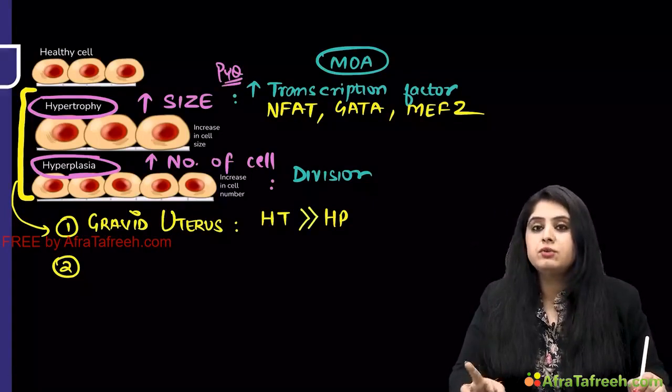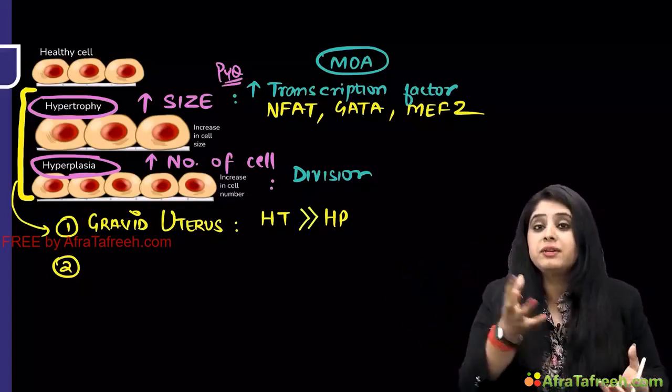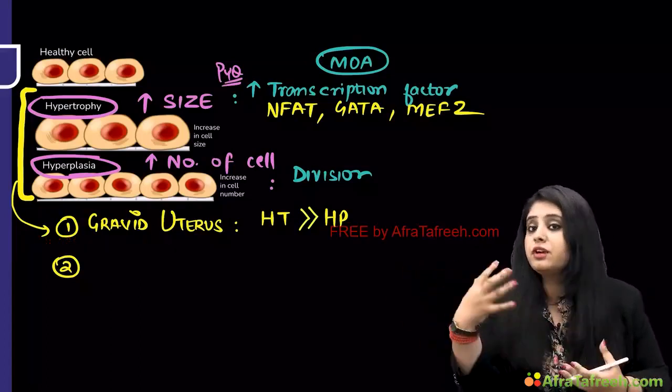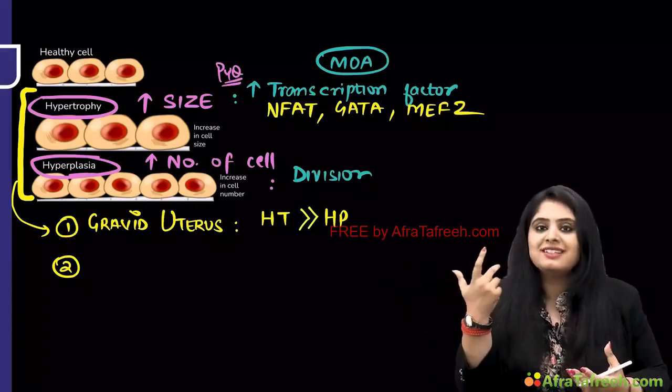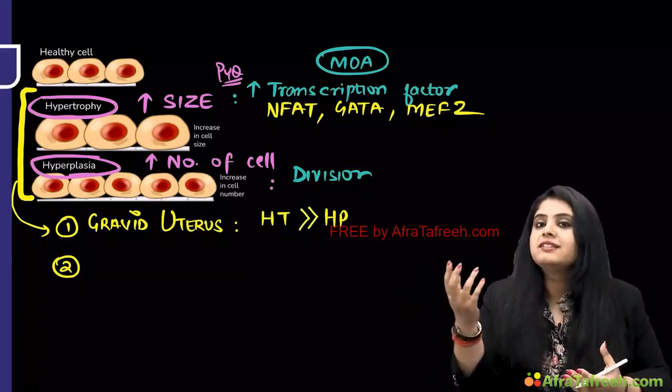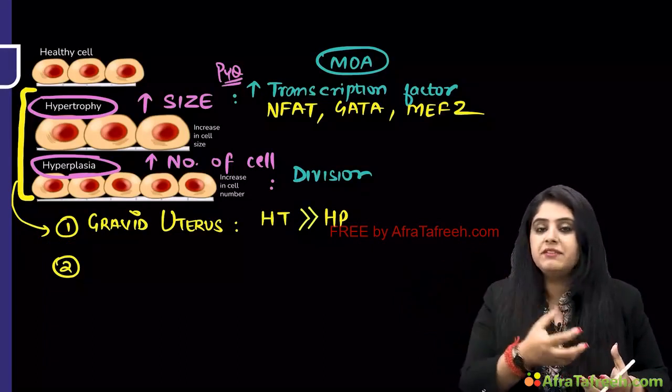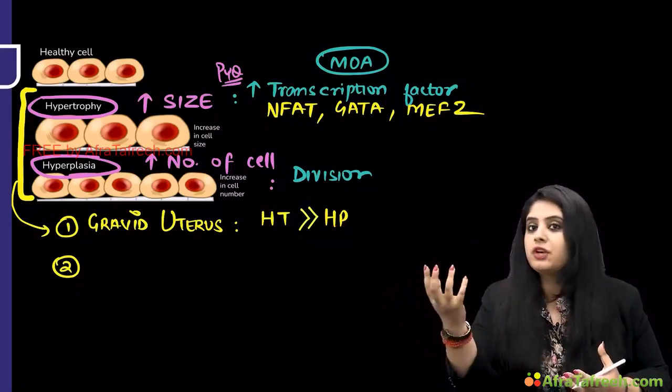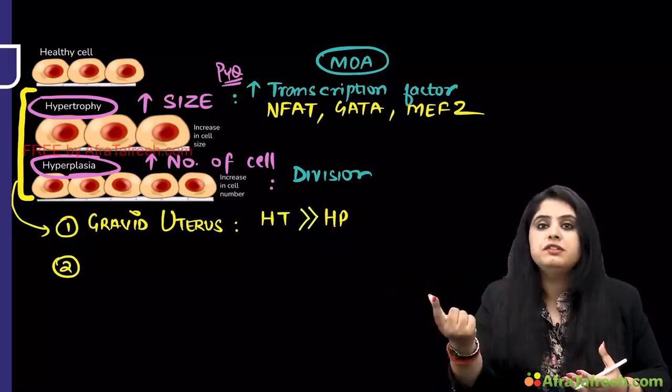So remember, gravid uterus, and what reward do you get from a gravid uterus? From a pregnant uterus, you get a reward, that is a kid. So the trophy that you get is a kid. That is how I have learnt it. So from a gravid uterus you get a trophy, which is your kid. So that is why hypertrophy is more common.